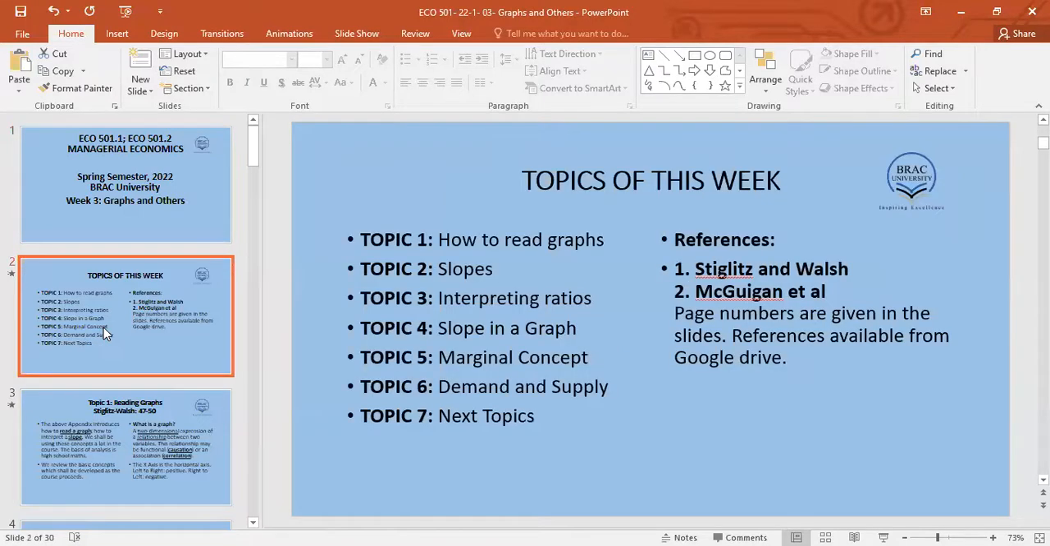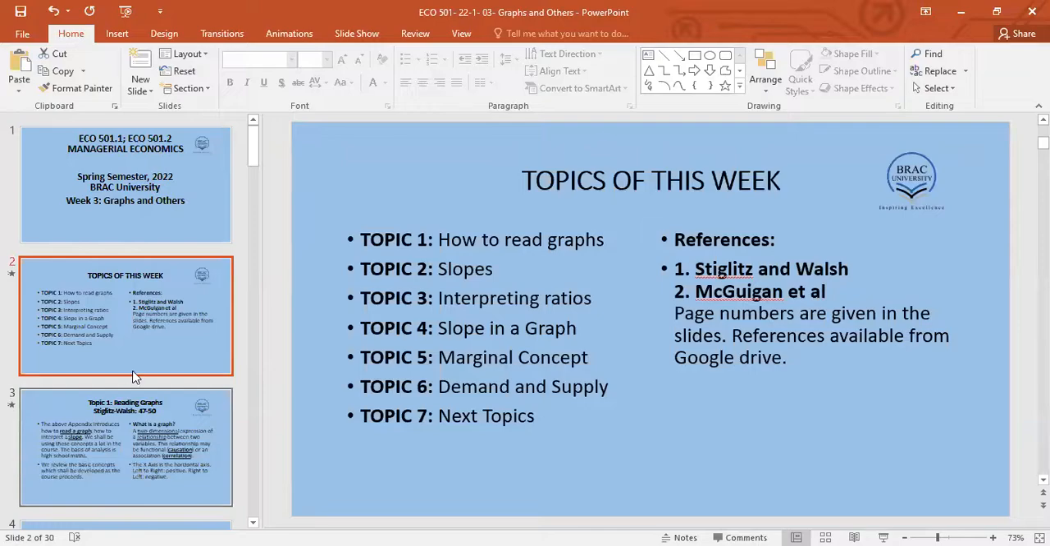So topics today are 1, 2, 3, 4, 5. As I said, demand and supply I could not cover. So last week what I did, I just gave a little summary of 5 to 7 minutes. That's what I'll do again. Our references will be Stiglitz and Walsh, McGuigan et al. Wherever the reference is, the page number will be given in the slide, so you can refer to them. And these two texts are available in the Google Drive. Today's slides are also available in the Google Drive. I uploaded them after the Saturday class.